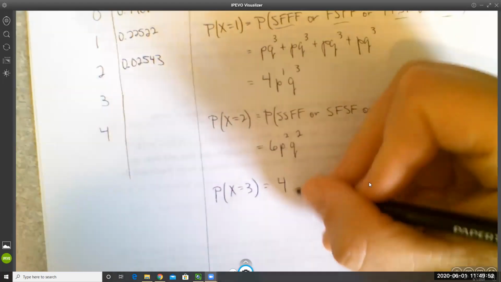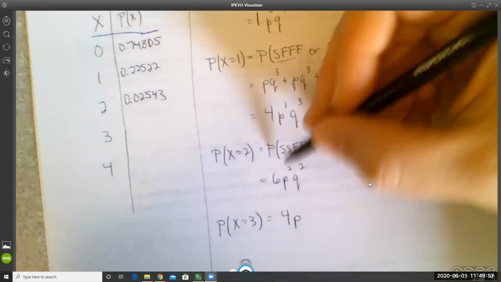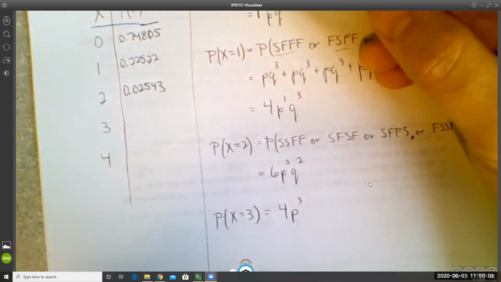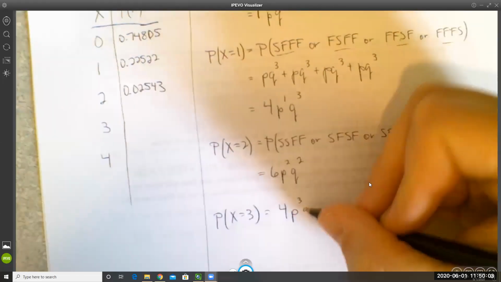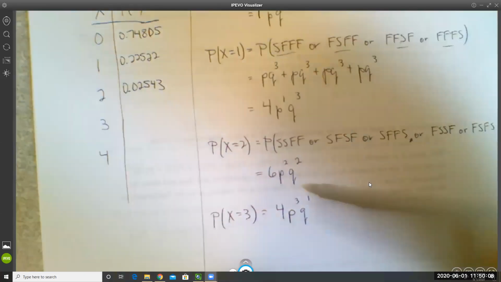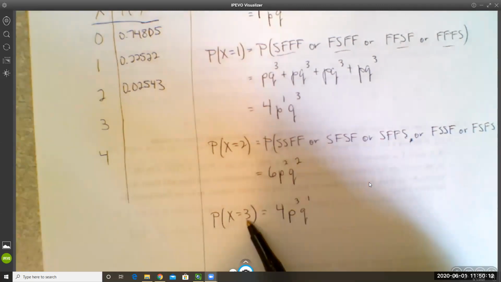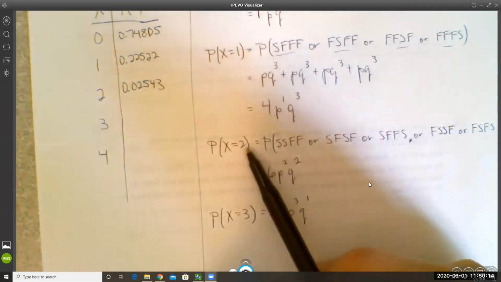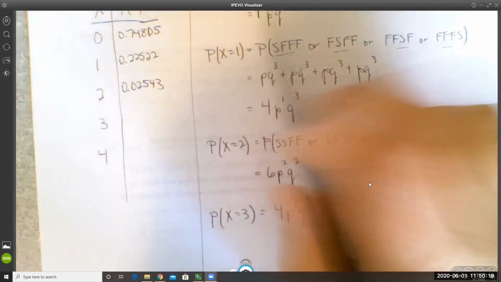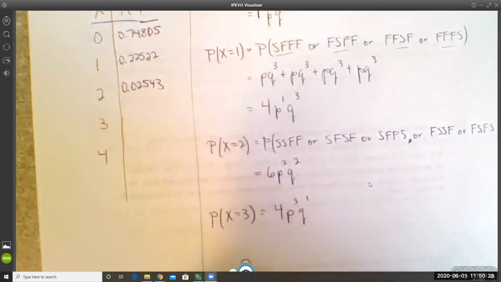So it's going to be 4 times p to the what? If I use my pattern, 0, 1, 2, it should be p cubed. And then q to the what? If I use my pattern, 4, 3, 2, it should be q to the first. Now, notice that this exponent matches that exponent. This exponent matches that exponent. So it looks like we're just raising p to the number of successes.